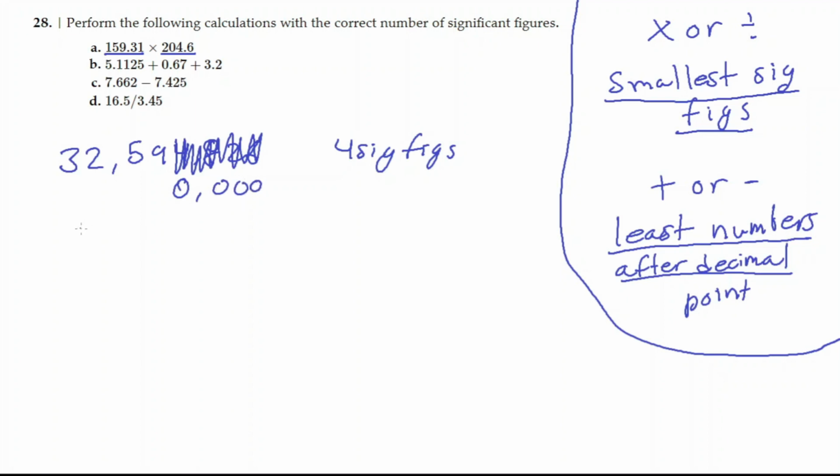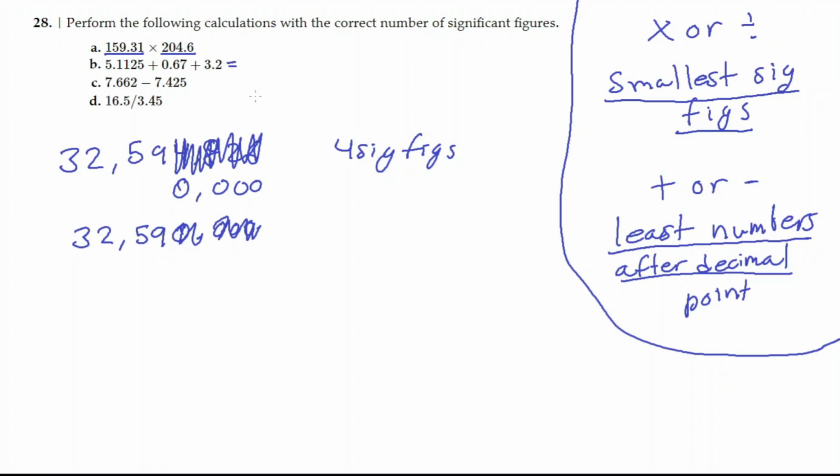So our final answer would be 32,590.00, but these zeros are actually irrelevant, so it would just be 32,590. And now let's take a look at B. B is dealing with some addition here.